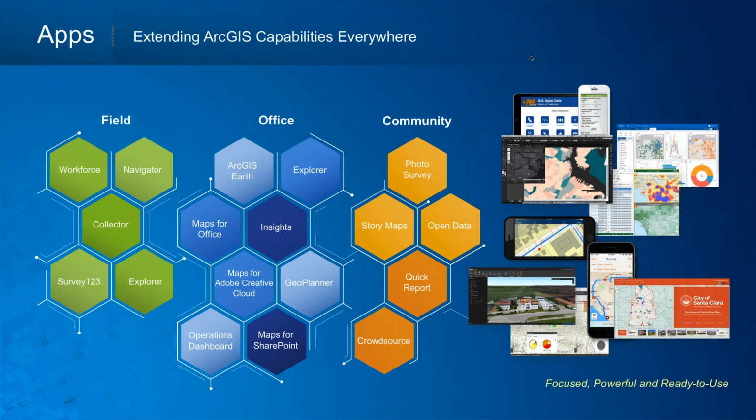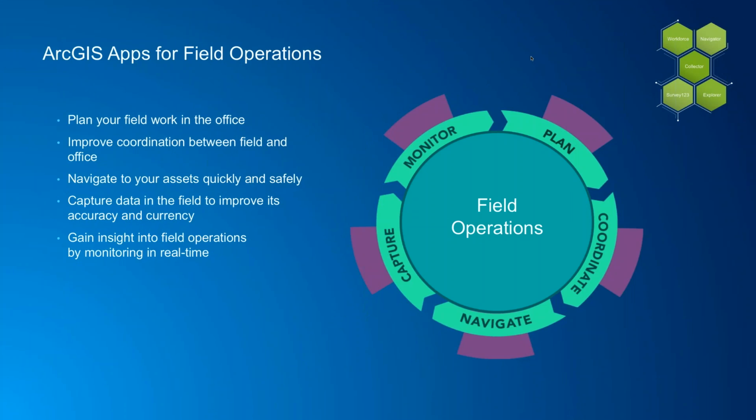Today in our discussions, both Chris and I are going to focus on ArcGIS apps for the field. With ArcGIS apps for the field, you can plan the field work that you do while you're in the office, improving the way that you coordinate between the field and the office and together with one another in the field. Using applications on your mobile device, you can efficiently and quickly navigate to the location of the work that you need to perform out in the field, and use ArcGIS applications to capture data, and we'll talk about that in a lot of detail today, that help you improve the accuracy and the currency of the spatial data that you build and maintain inside of the ArcGIS platform.